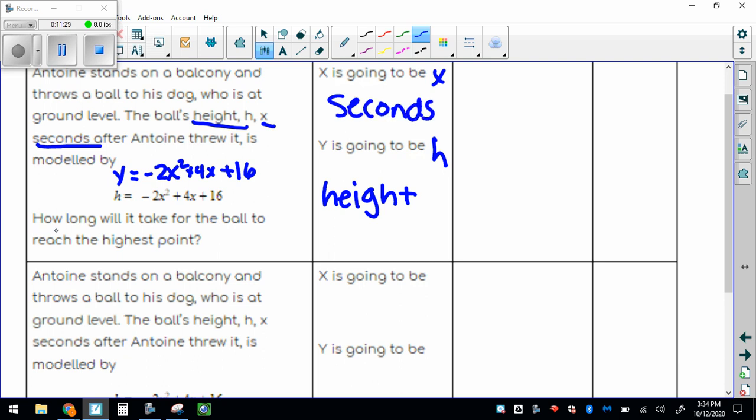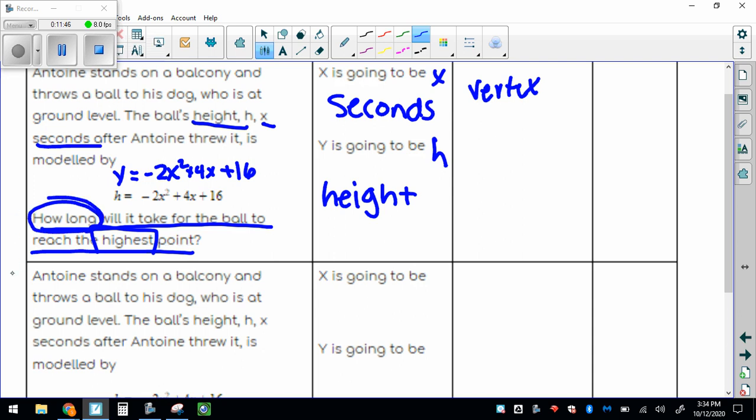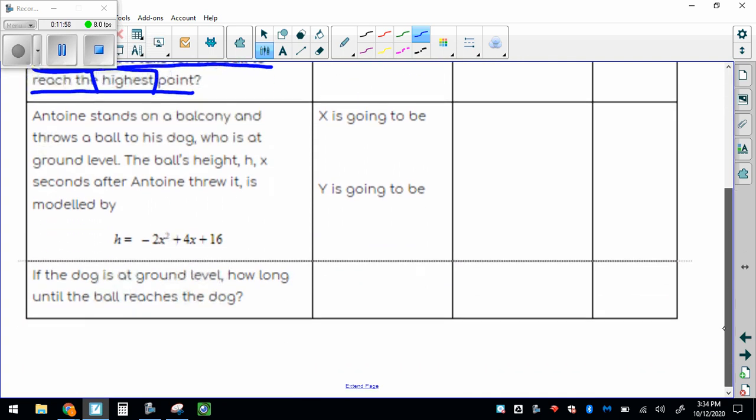All right, how long will it take for the ball to reach the highest point? So if I think back to my vocab from this, highest point is a hint word that I'm looking for the vertex. And specifically, it's asking me how long will it take? So that's a time kind of a question. Specifically, I want the value of the vertex. So the first number of the vertex. All right, and that's a Desmos question.